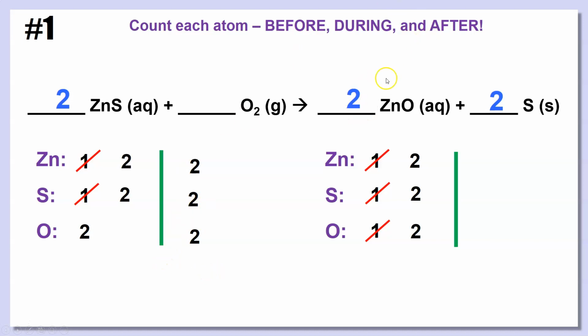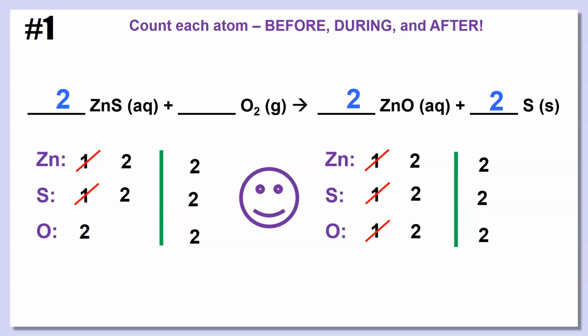Come over here. I got 2 zincs. I got 2 sulfurs. I got 2 oxygens. I double check that everything matches. I used whole numbers for my coefficients. I can't reduce these, okay, because there's a 1 here, right? You can't reduce it if there's a 1 there, so it's totally finished. So it's good to go.